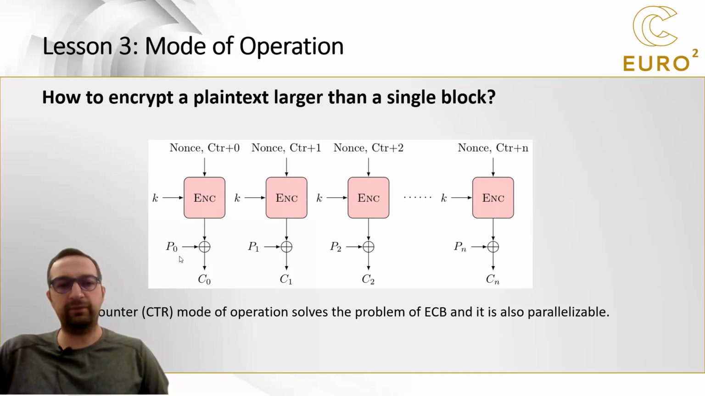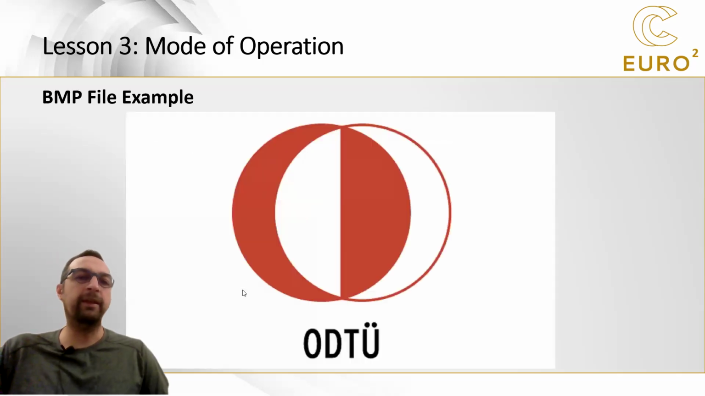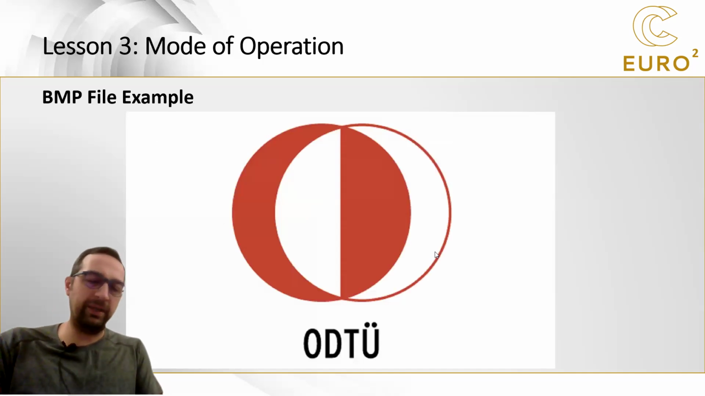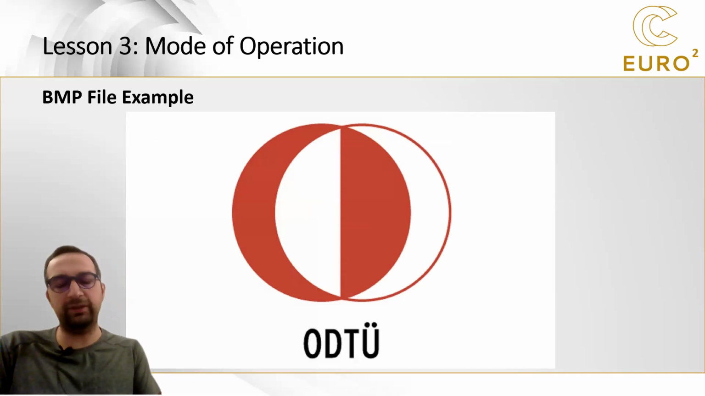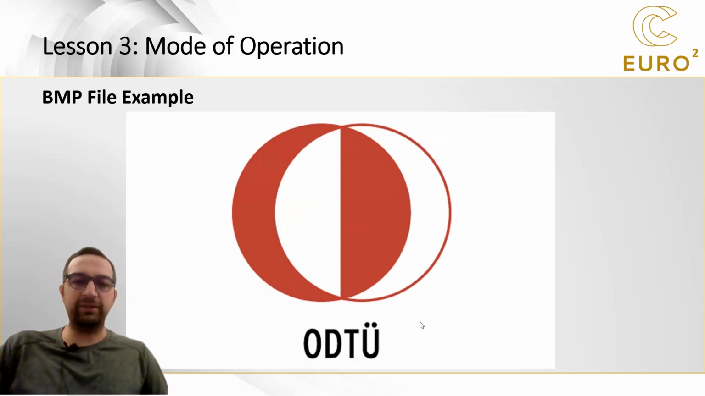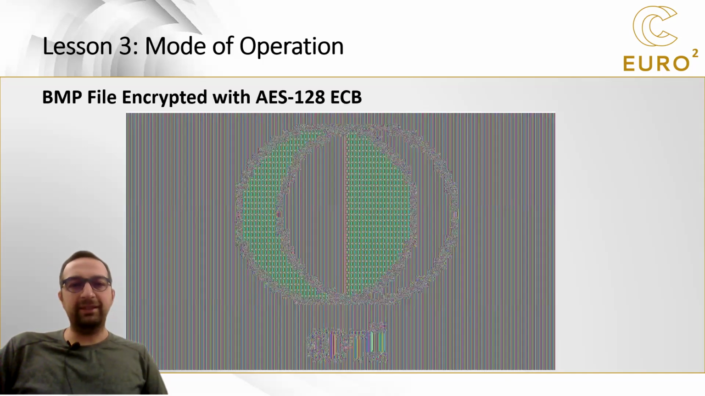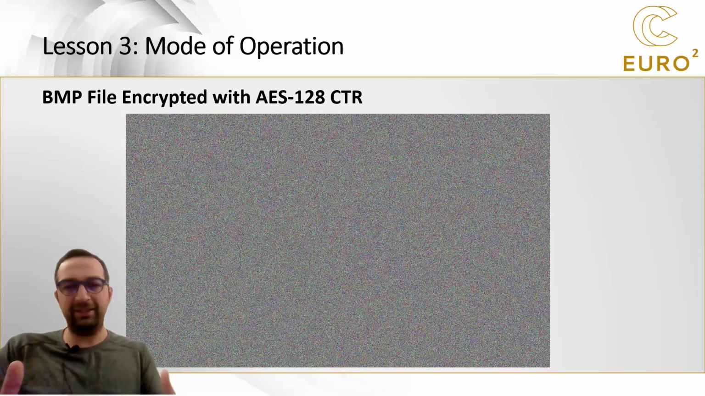So here, even if P0 and P1 are identical, since the counter values are different, the output values will be different. So the XOR operation will give you something different. So let's go back to our motivation and see what happens if I use the counter mode instead of ECB. So recall that this was our plain text, a BMP file, and we said that if you encrypt it with AES using a 128-bit secret key, but in the ECB mode, this is the output. But if you use the counter mode, this will be the ciphertext.